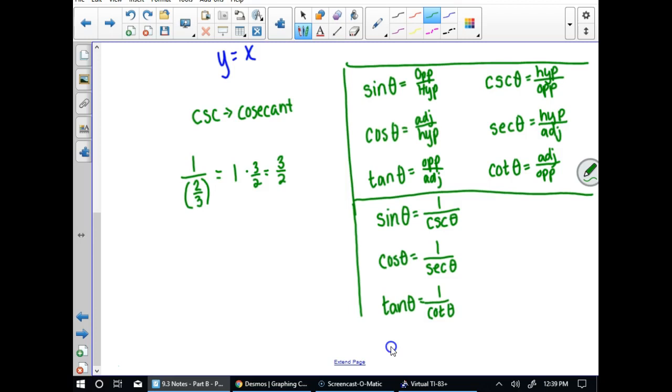Here are the ones we really need to know. This also means that cosecant of theta is 1 over sine of theta. And secant of theta is 1 over cosine of theta. And cotangent of theta is 1 over tangent of theta.